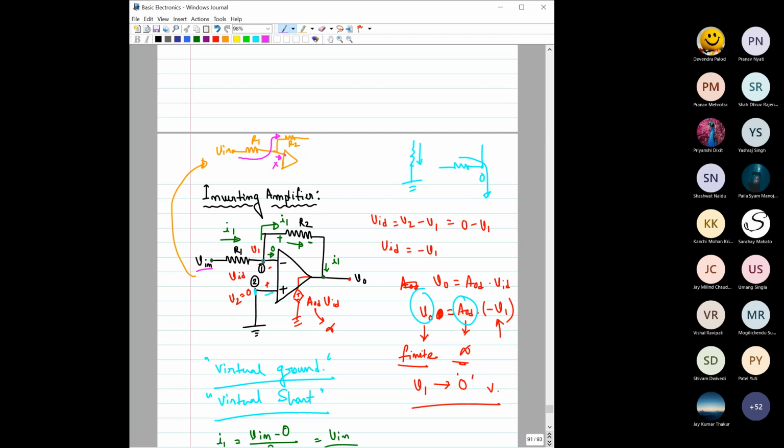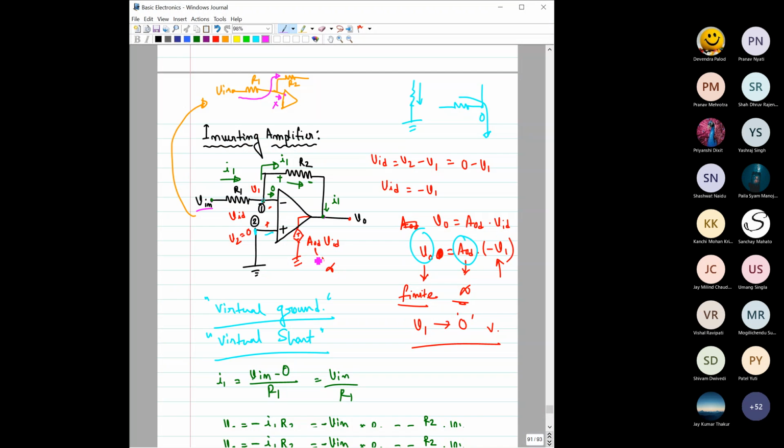So, are we clear? We are considering an ideal op amp. Yes, we are considering it an ideal op amp. Okay, sir.